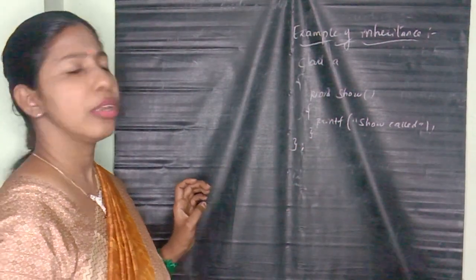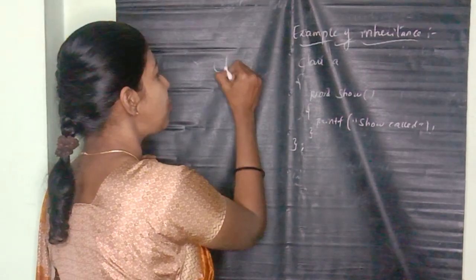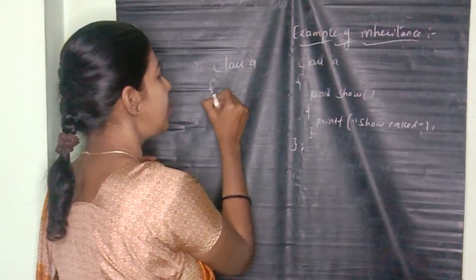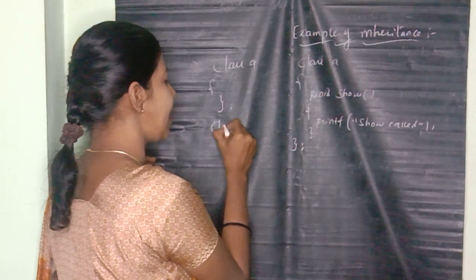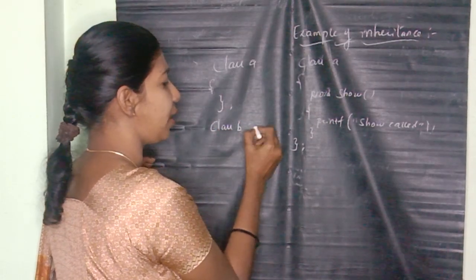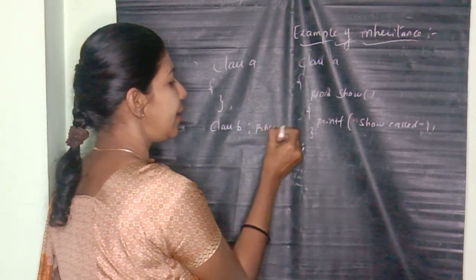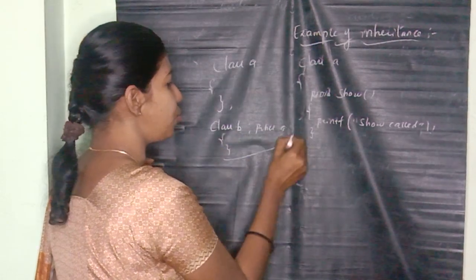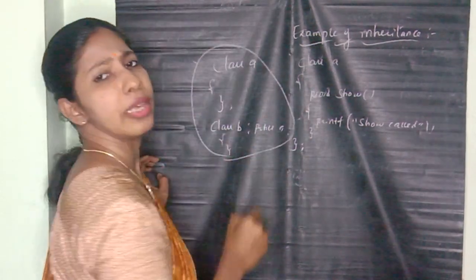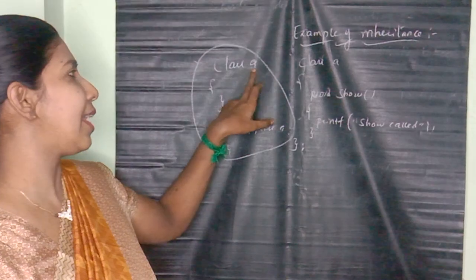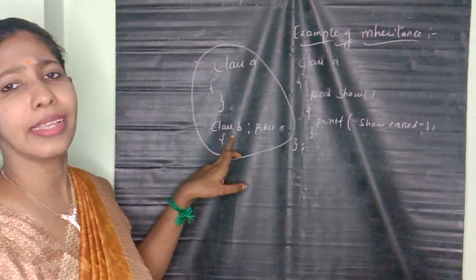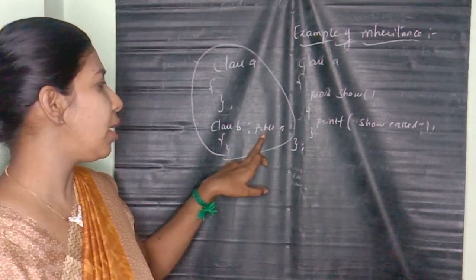Make the syntax like this: class, class name, closing bracket, semicolon, and then class, class name B, colon, public A, closing bracket. This is your example of creating the inheritance concept: class, derived class name B, colon, public A.